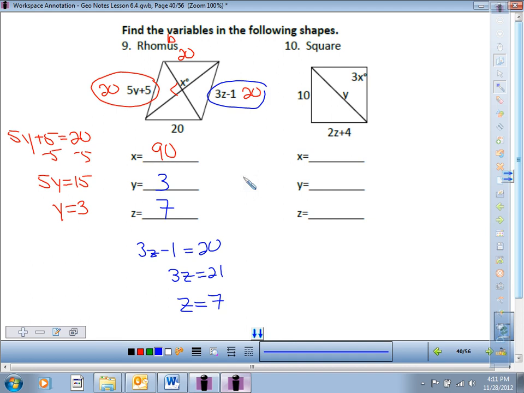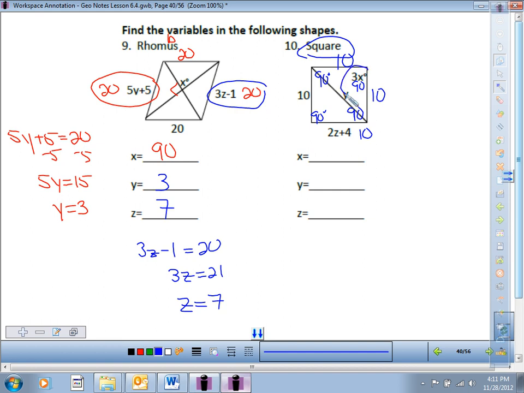Right? Now if we look at number 10, same process. Now what we're given here is that this is a square. Now because it's a square, we know that all these angles are 90 degrees. We should know that. And because it's a square, if this is 10, we know that all these other sides are 10 as well.